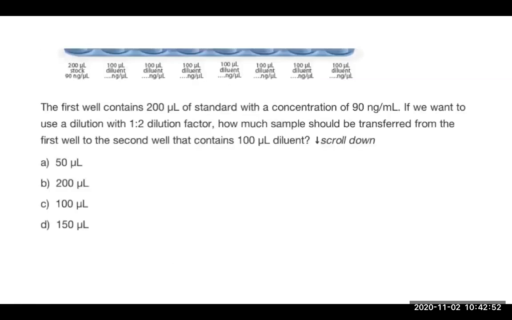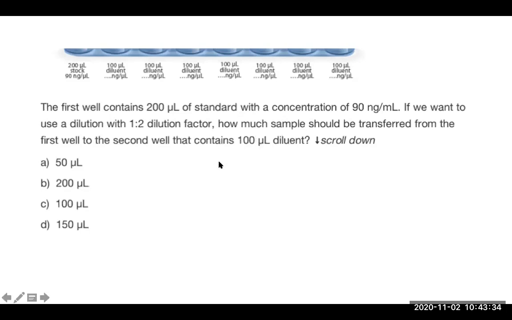Now in the Labster simulation, it's going to ask you this question. The first well contains 200 microliters of standard with a concentration of 90 nanograms per milliliter, although this is actually a typo. They meant to write microliter. You can see that here in the image, microliter. If we want to use a dilution with a 1 to 2 dilution factor, how much sample should be transferred from the first well to the second well that contains 100 microliters diluent?